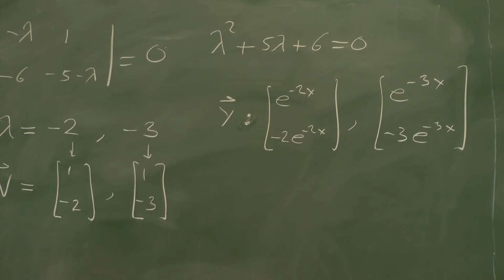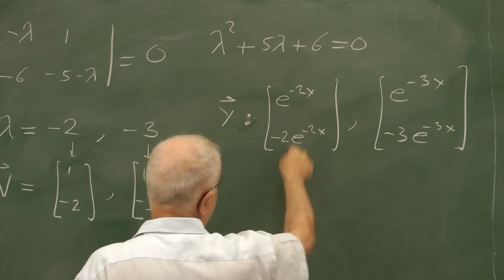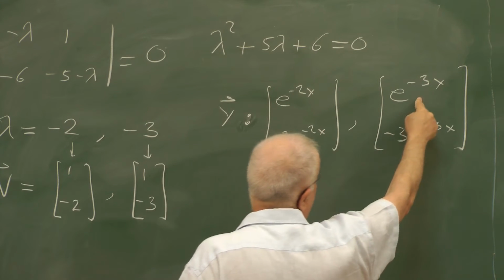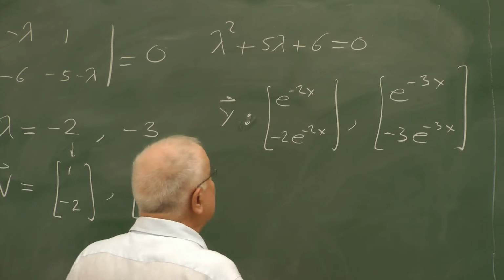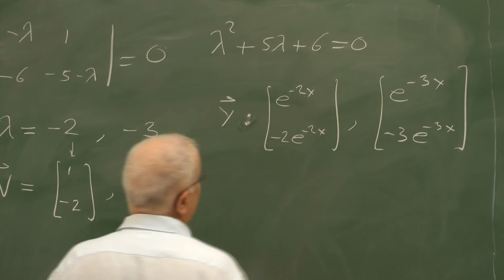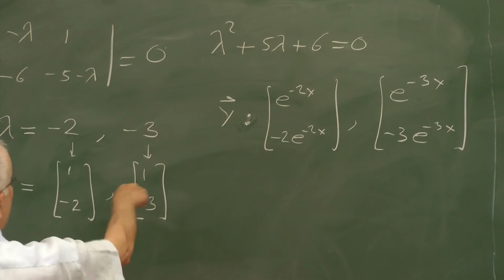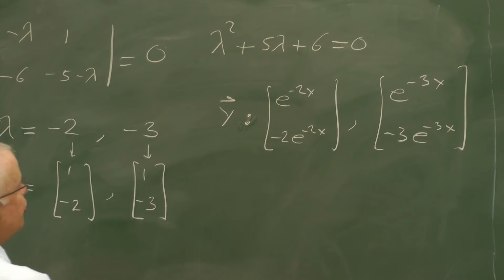Something peculiar here. As expected, the y vector is, remember, the solution and its derivatives. Same thing here, solution and its derivative. Yes, minus 2e to the minus 2x is the derivative of e to the minus 2x. Did I differentiate? No, I did not differentiate. I just did the eigenvalue problem, and the differentiation came out by some sort of miracle.